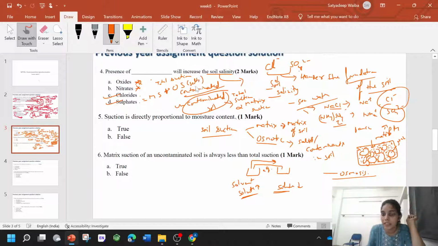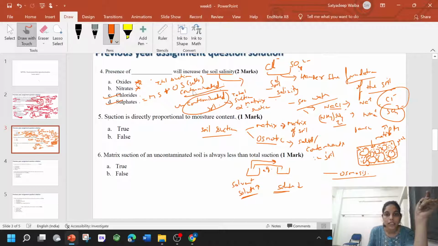Based on this, we can answer question number 6: if there are two different types of soil, contaminated and uncontaminated, then in a soil in which there is no salt or no contaminants, the total suction is equal to, or directly proportional to, the matrix suction.